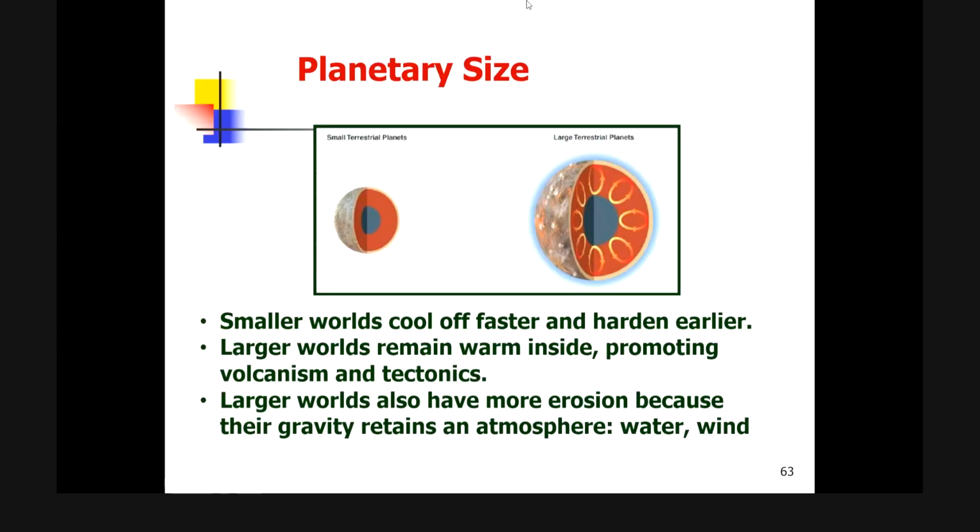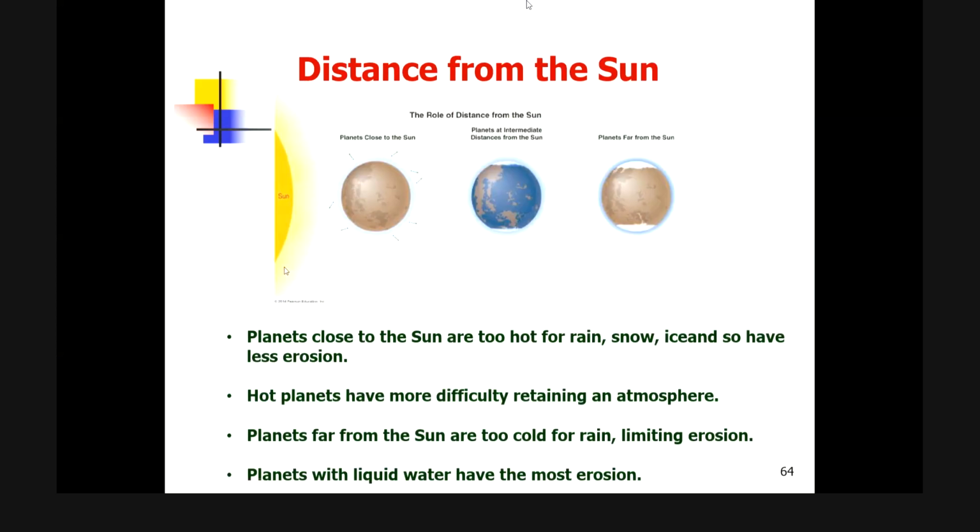And the different factors that are responsible for these processes, basically planetary size: smaller planetary bodies would cool off faster and solidify earlier, whereas larger planets, such as the Earth or Venus, would still retain quite a lot of their internal heat, leading to convective cycles that set up in planetary interiors, which are responsible for release of heat in the form of magmatic activities or volcanism. And also larger bodies would have more erosion because their gravity would retain an atmosphere of gas and water, right? Then distance from the sun: too far away from the sun, if there's liquid water present, that would actually solidify in the form of ice.